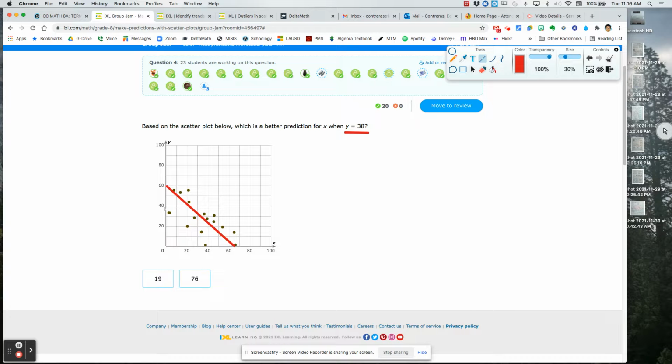And find out where 38 would be, right under 40. And this gets me somewhere between 20 and 30. So 19 is closer to that number than 76. And I was right. My true line should have been up a little higher, but that's okay. It still got me to the right answer. Okay, we'll do a couple more here. We'll go harder.